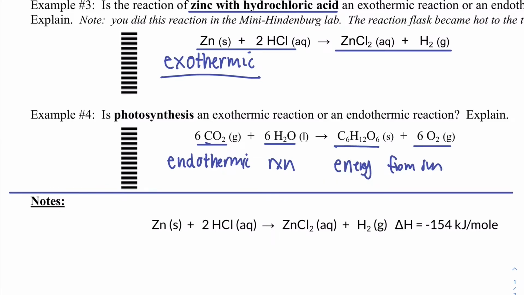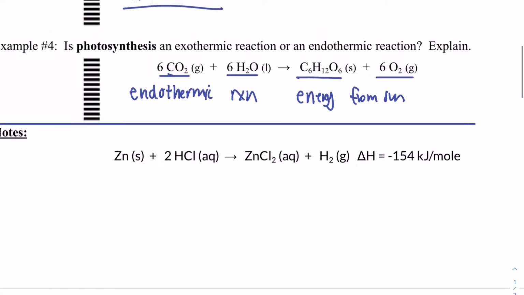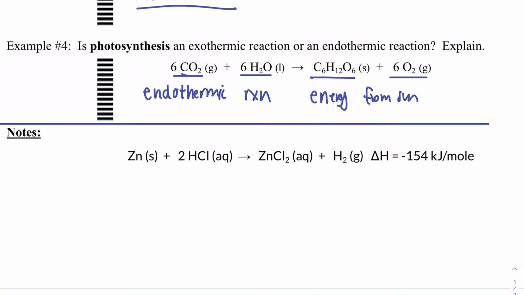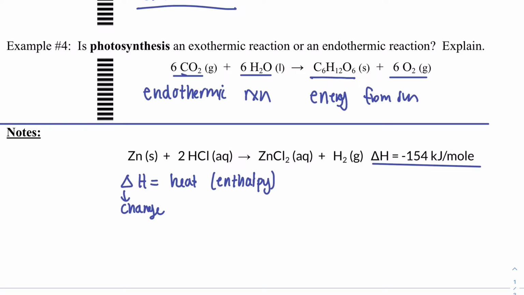All right, so that is the end of part 1. I'm hoping you have a good grasp on endothermic and exothermic reactions now. Let's talk about what to do with a chemical equation and delta H. So delta H, the delta stands for change, and H you can think of as heat, but in reality it's something called enthalpy. It is the heat of the system. So delta H here is the heat that is produced from this reaction, negative 154 kilojoules per mole.